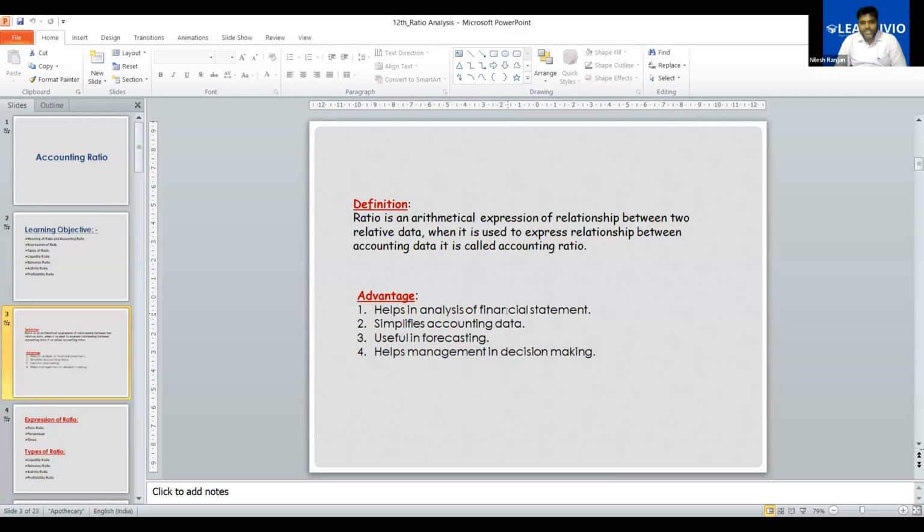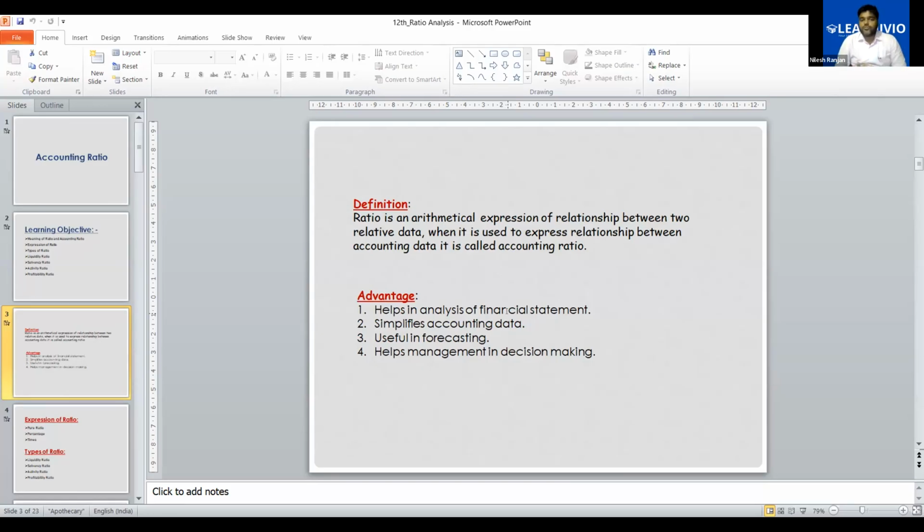So this is how accounting ratio simplifies accounting data. You have an idea of accounting, I have an idea of accounting. But what if you don't know anything about accounting? Then will you understand the financial statement? No. But when I say that profit is this much percentage, return is this much percentage, then you'll understand. So that is why it simplifies accounting data, so that anybody can understand.